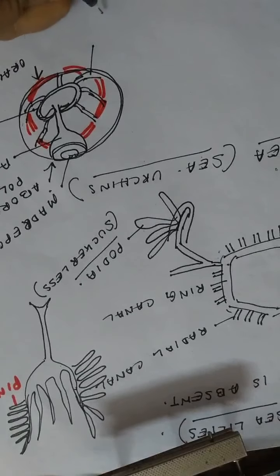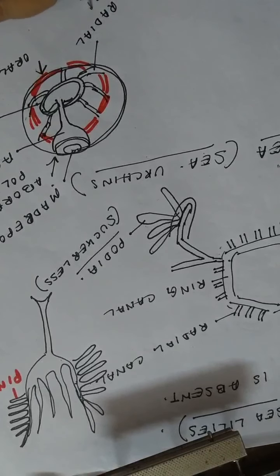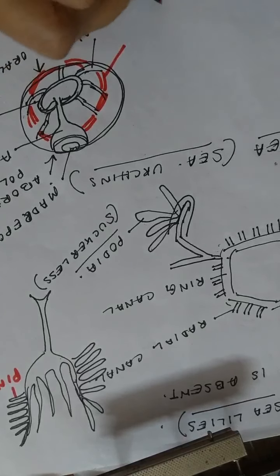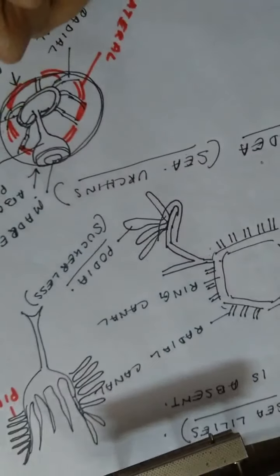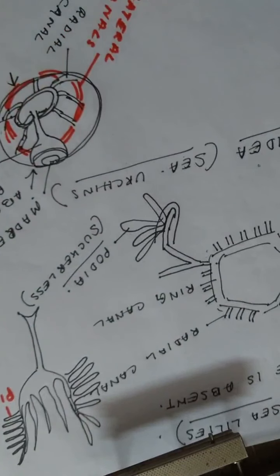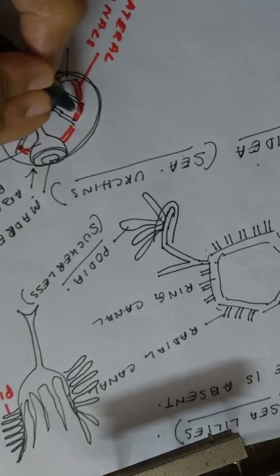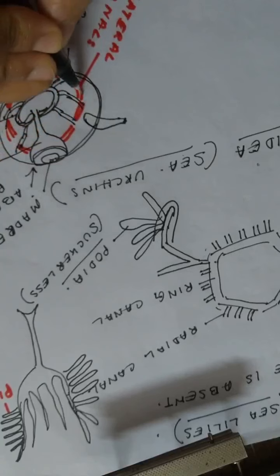So these are the radial canal, and this red one are the lateral canals. The lateral canals terminate into the feet aborally. So each lateral canal gives off the feet.